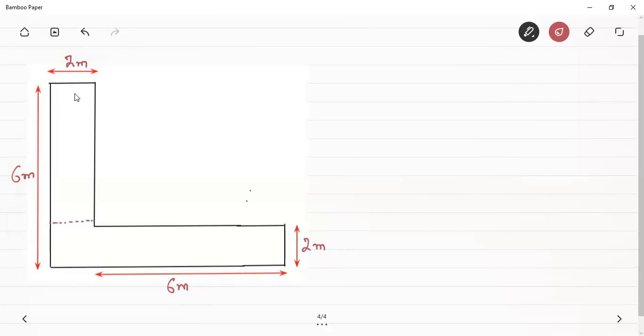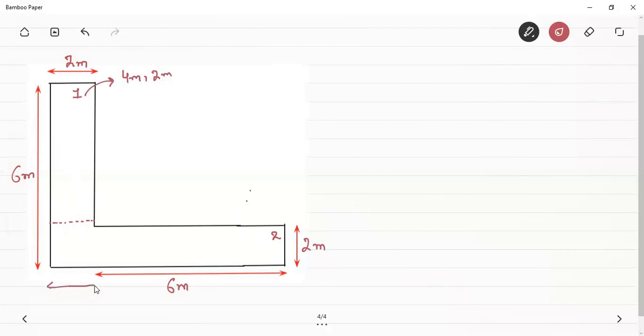This is the first rectangle, and this second will be the complete rectangle. The dimensions of the first rectangle will be 4 meters and 2 meters. You can see that this 6 minus 2, this length will be 4, and this width is 2 meters.